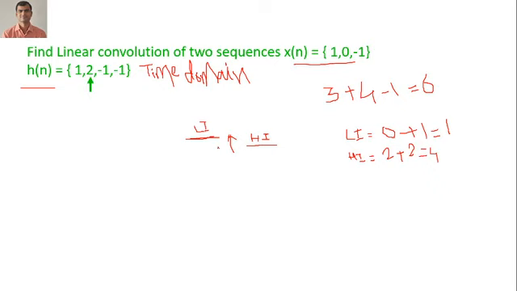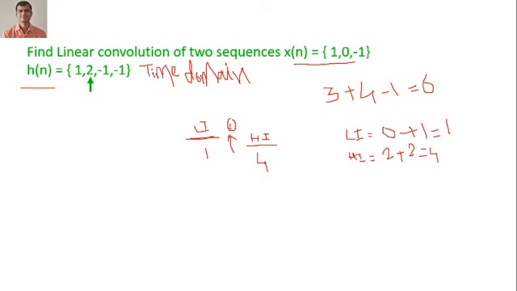So 1 sample plus 4 samples, 5 samples, and at the 0th position we will be having 1 sample. So the total number of samples is equal to 6. In that way we need to calculate the number of samples for a linear convolution in the output sequence: samples of x of n plus samples of h of n minus 1. So you got it as 6.